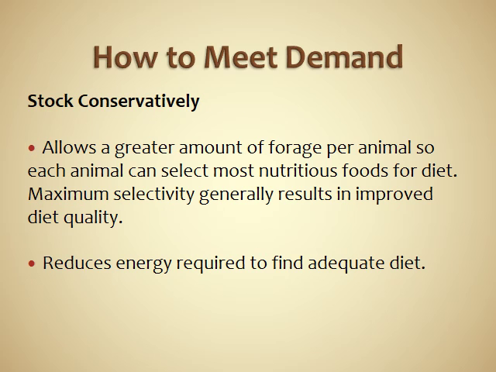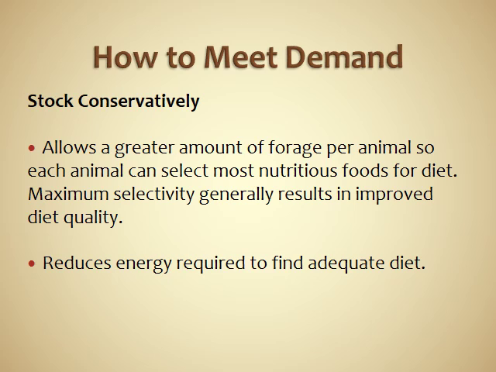There's a few other things to think about. Another way to meet energy demand, especially in the winter, is to stock conservatively. If you have a lower stocking rate, or fewer animals per pasture, that allows for a greater amount of forage per animal, so that each animal selects the most nutritious food available. It's like a smorgasbord. If there weren't very many people in the restaurant, you would get to choose whatever you want. And animals are really good at choosing the best quality forage.